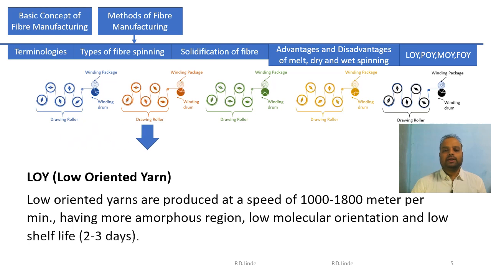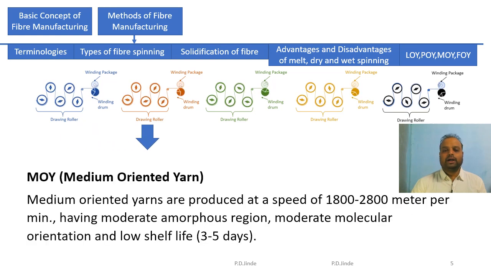The next type of yarn is medium oriented yarn. Medium oriented yarn is produced at a winding speed of 1800 to 2800 meters per minute, and has a moderate amorphous region, moderate molecular orientation, and a shelf life of 3 to 5 days.